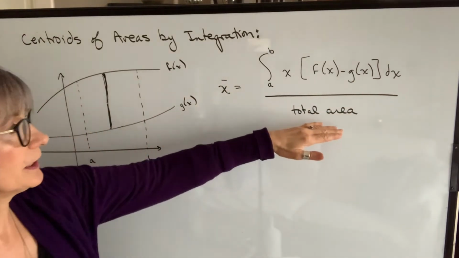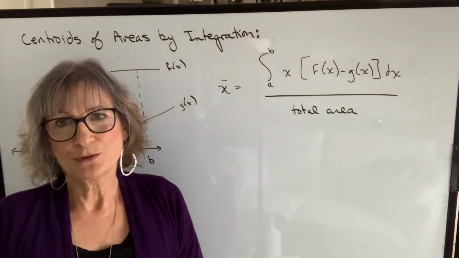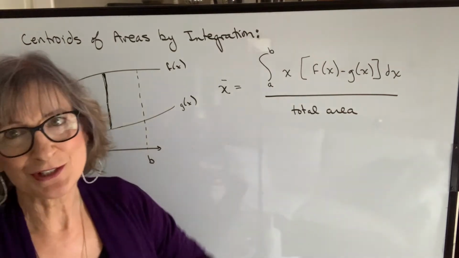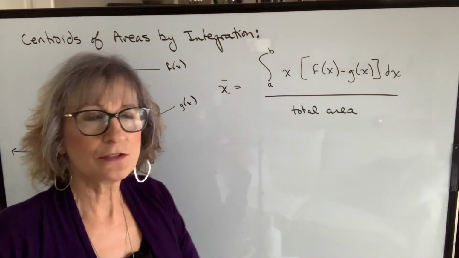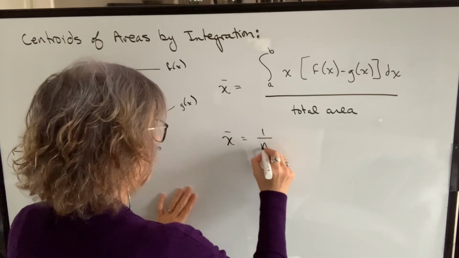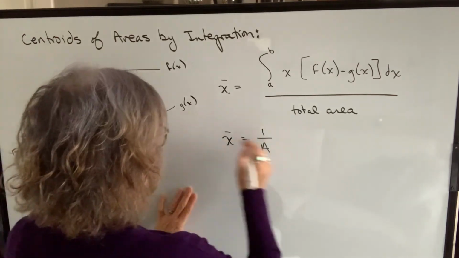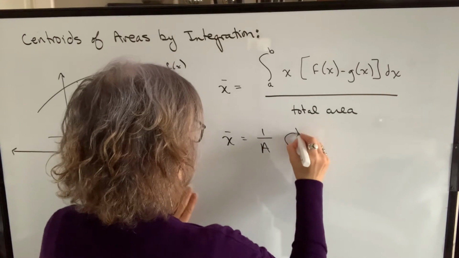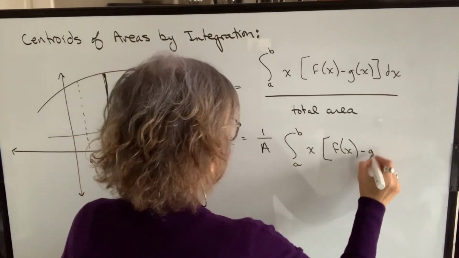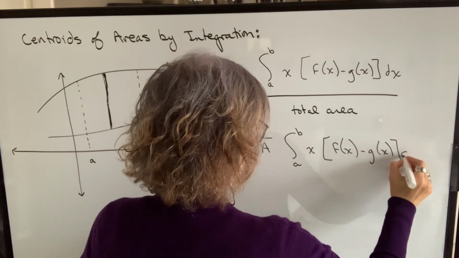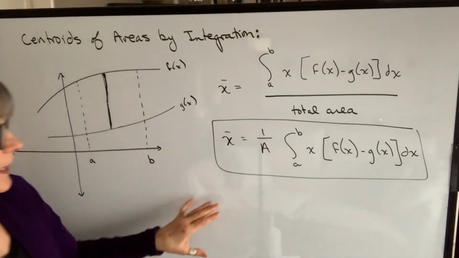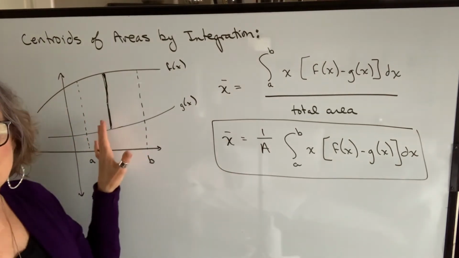Now, in order to calculate the total area, I am going to do another integral, but I don't want to write it as an integral because then people might be tempted to start canceling things. What I am going to do instead is write this as 1 over A, where A represents the total area of this shape, times the integral like that. That's how we find the x-coordinate of this centroid.